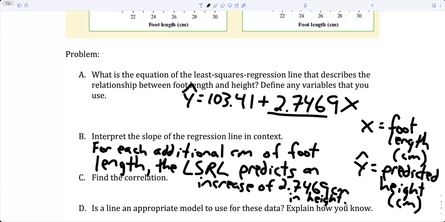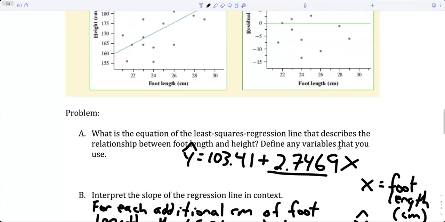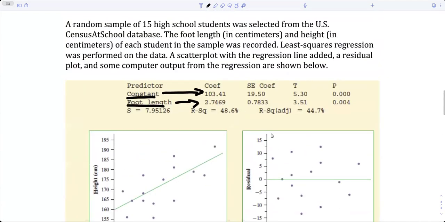And part C says, find the correlation. So how do I get the correlation from the output in the software? What is the correlation? Again, it is R, and they did not give me R, but they did give me R squared. Okay, so R squared, you're going to ignore the R squared adjusted. So R squared is right here, the 48.6.